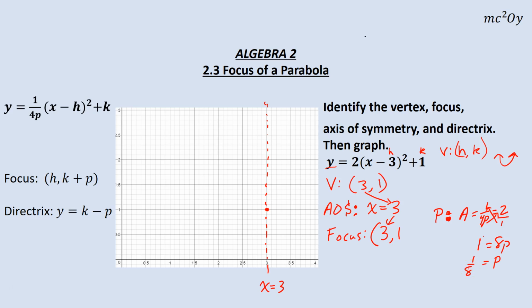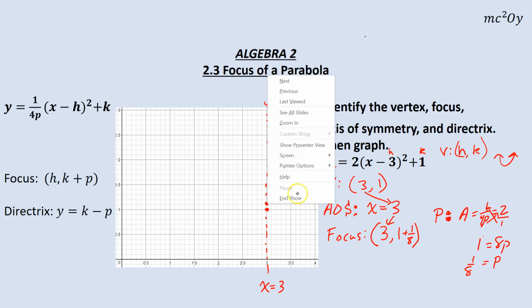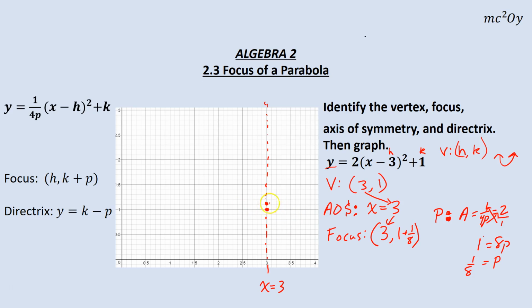If p is 1/8, that means I move 1/8 of a unit up from my vertex. So 1/8 is half of a quarter, so here's a half, here's a quarter, so about right in there. Okay, that is going to be my focus.